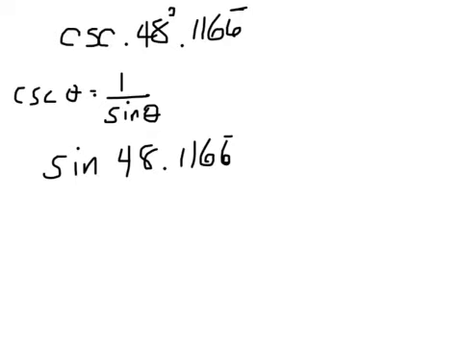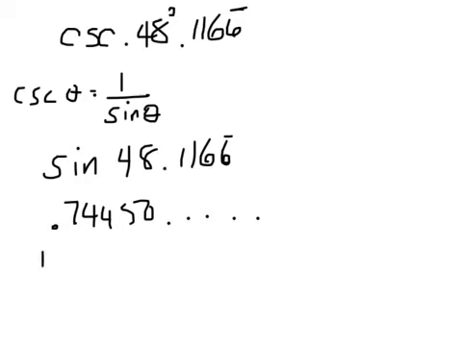Sine of 48.116666. If I have to retype it, I'm just going to keep typing the sixes as many as I can. I even run over on my second row when I do it. And I hit enter, and I get a value. But remember, that's the sine of it. So now I'm getting 0.74450, and so on. But that is the sine value.